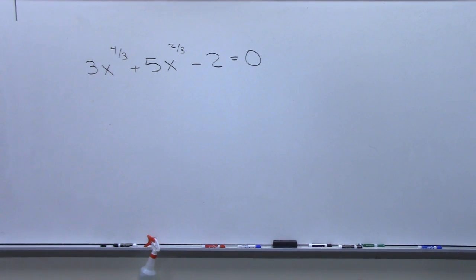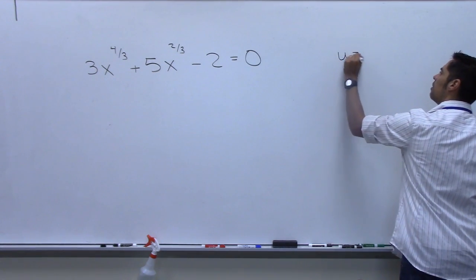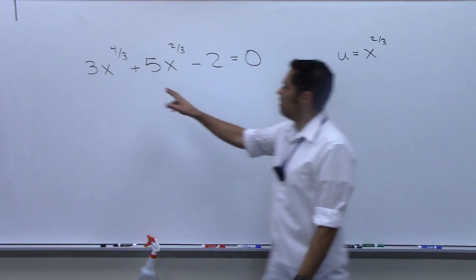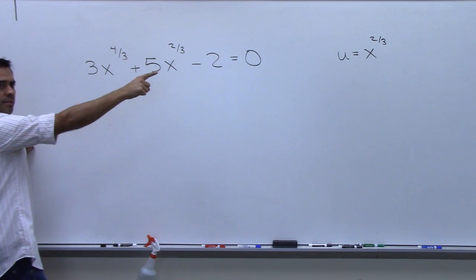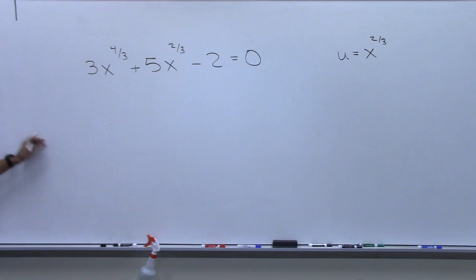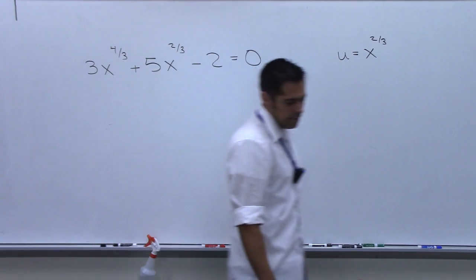It's not as it is. Could you substitute x to the 2/3 for u? u is x to the 2/3. That should work as long as this is that squared. Is it? It is, right? So that should work for that problem. And then you work through. I'm not going to work through it, but that would be the proper substitution for that.